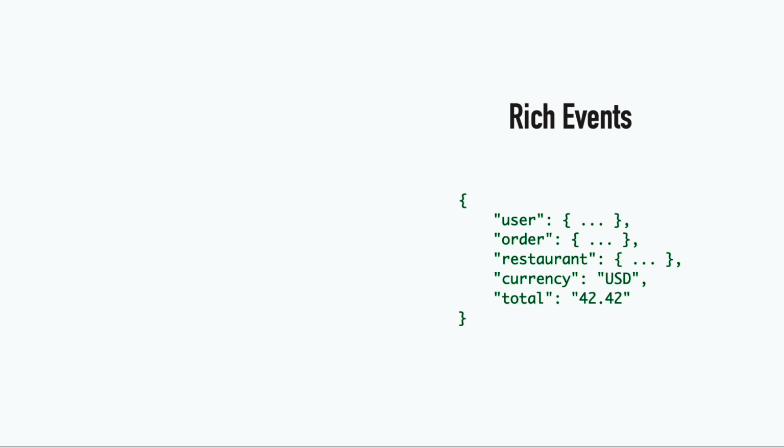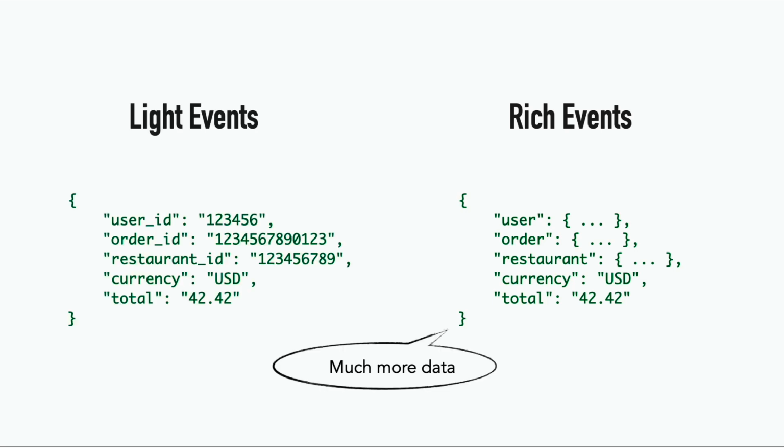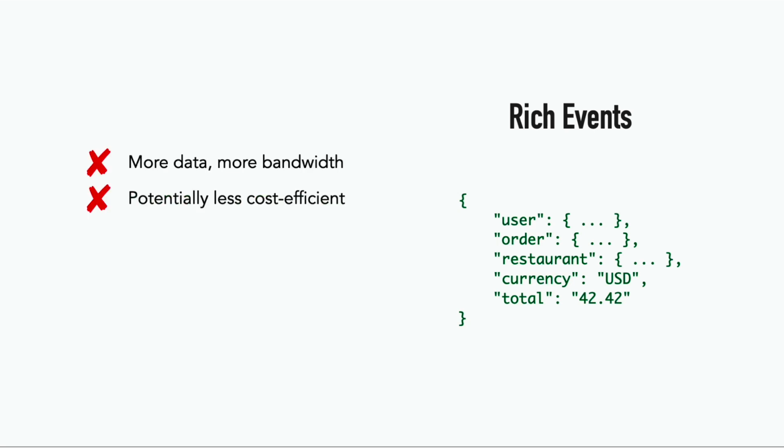Rich events, on the other hand, carry more contextual data about the event itself. For example, instead of just the IDs, you will have the contextual data about the user, the order, and the restaurant at the time when the event was published, which compared to light events has much more data, which uses up more bandwidth and is potentially more costly to transmit, process, and store.